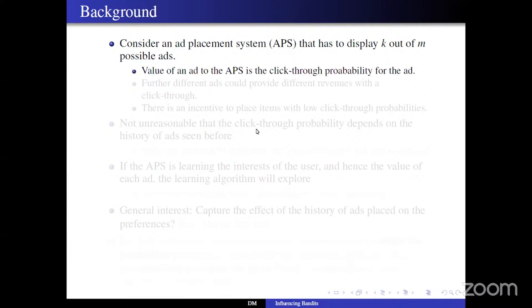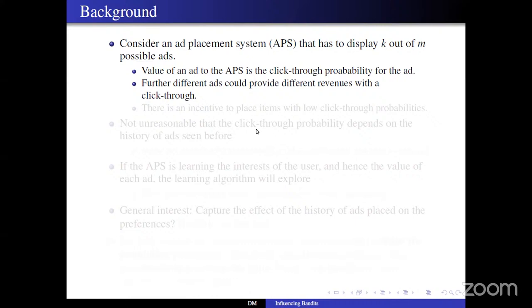Okay, now from the point of view of the ad placement system, the value of that ad is equal to the click-through rate. That means if the probability of you clicking on that ad is high, then the value that I get is also high. That is one motivation to look at ads. But the other motivation for the system to decide what ad to place could be that different ads carry different revenues. If, for example, a Nike ad might fetch more than a Baiju's ad. I don't know if it should, but it could.